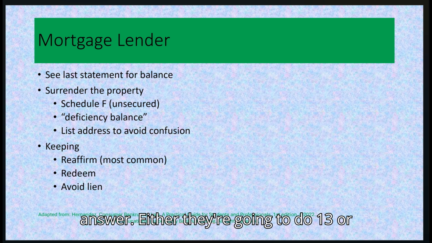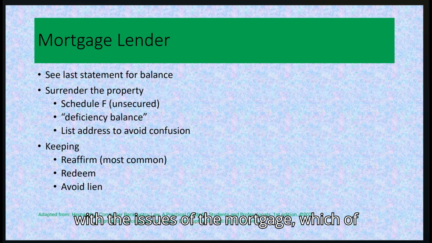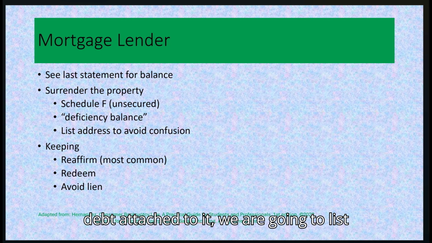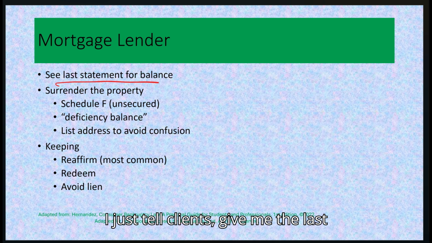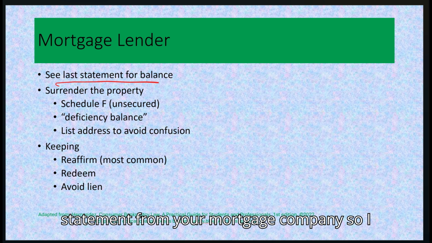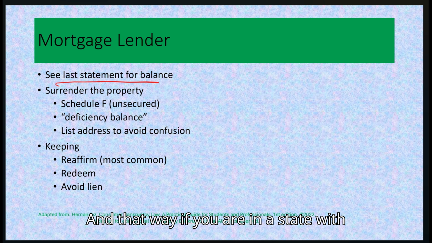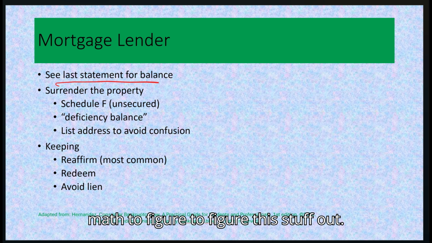Either they're going to do 13 or they're going to have to come up with some other way. Now, when we're dealing with the issues of the mortgage, for every asset, if there's a debt attached to it, we are going to list that in the bankruptcy petition. I just tell clients, give me the last statement from your mortgage company so I can have a better idea of what is owed. That way, if you are in a state with exemption issues, you can do some quick math to figure this stuff out.